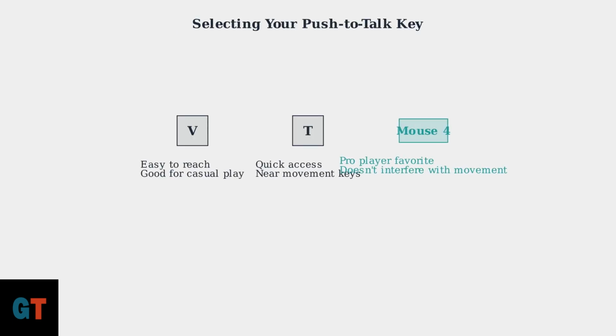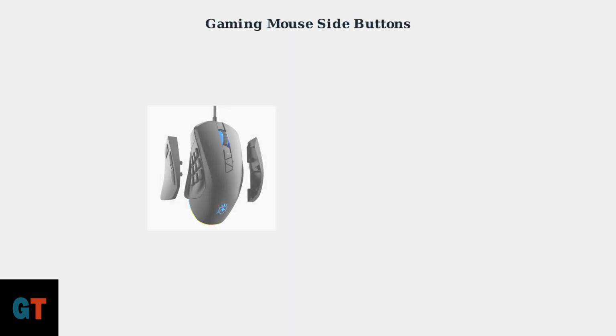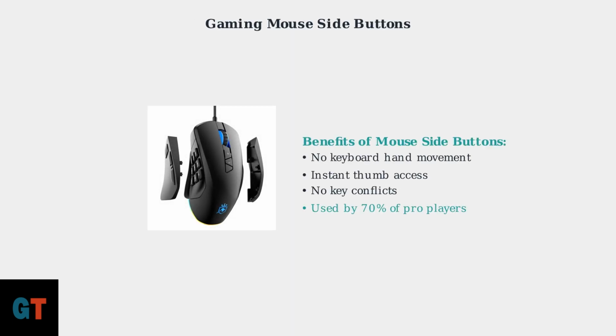When selecting your push-to-talk key, you have several popular options. The V key is easy to reach and great for casual players. The T key offers quick access near your movement keys. However, most competitive players prefer mouse side buttons because they don't interfere with movement or other keyboard functions. Gaming mice with side buttons are the preferred choice for most competitive players. These buttons offer instant thumb access without requiring any movement from your keyboard hand, eliminating potential conflicts with movement or combat keys.